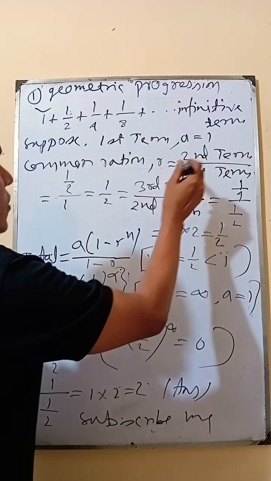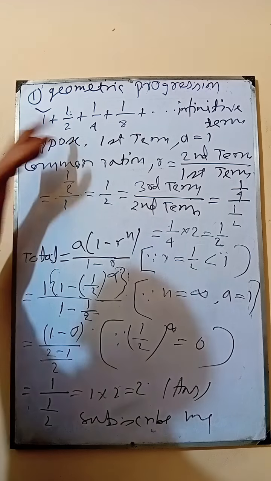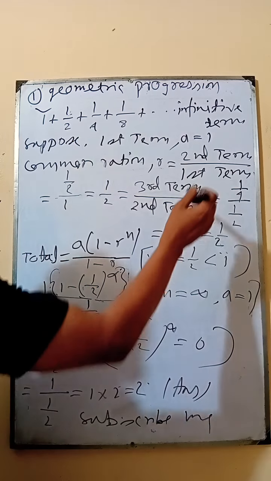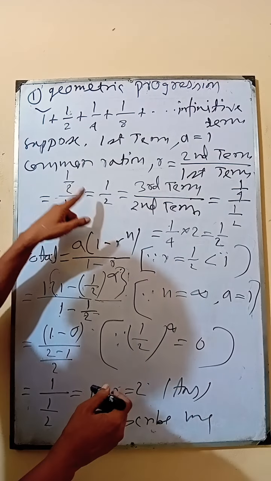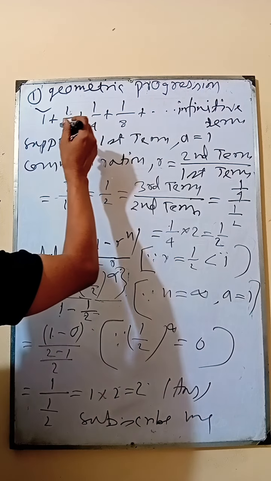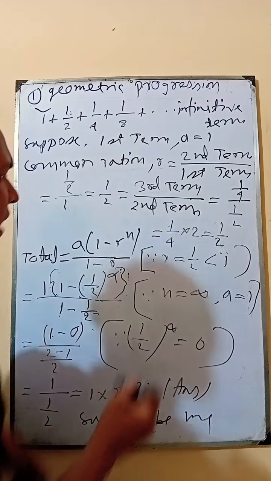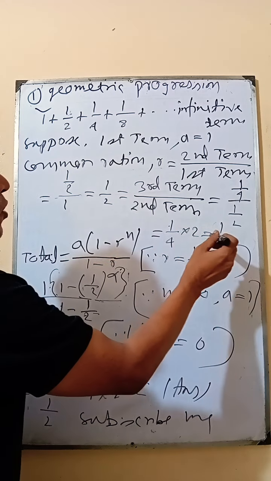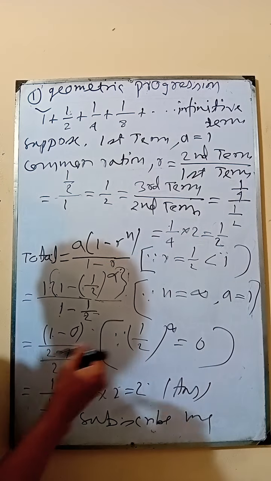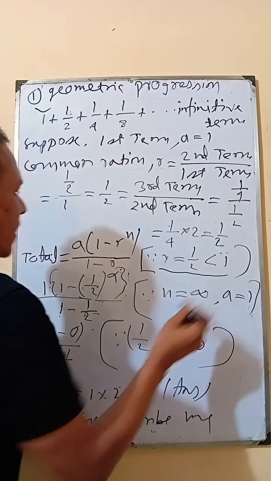Common ratio r is equal to the second term by the first term. The second term is 1 by 2 and the first term is 1, so r is 1 by 2. Then the third term by the second term is 1 by 4 divided by 1 by 2, which is equal to half. As r is equal to half, it is less than 1.